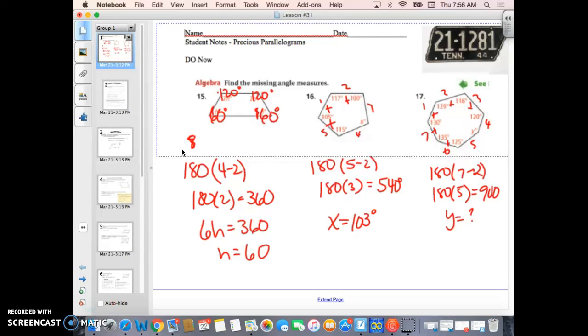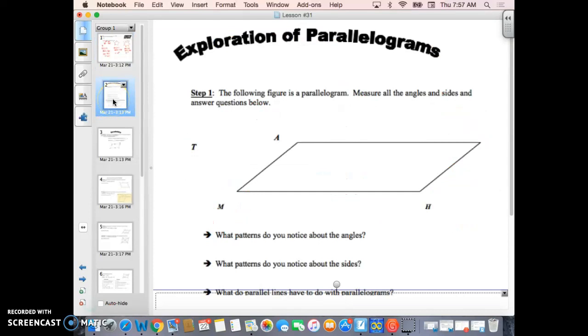All right, let's do some exploration of parallelograms. For this, you're going to need a protractor to measure your angles. So, this T is a mistake. Let's see if I can move it. I cannot. So this T should be. Okay, so the first thing we're going to explore is what you notice about the angles.